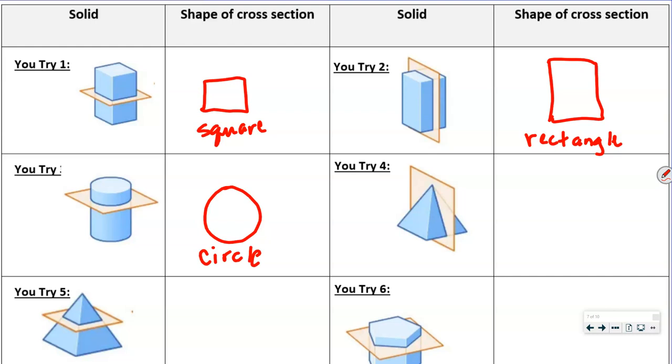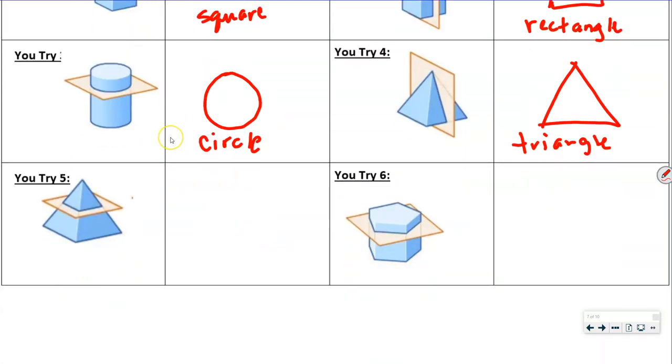U try 4 through the apex. We already kind of talked about this one. This one's a triangle, right? So we're going to write triangle. Okay, now when we get down here, this is a pyramid, so this is going to be a square again. So I'm going to draw a square and write square.